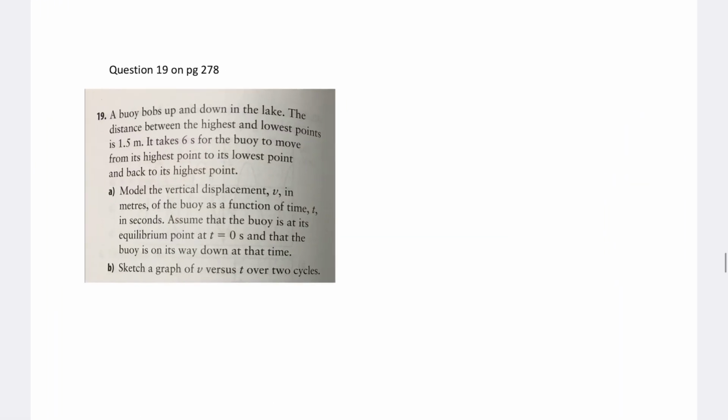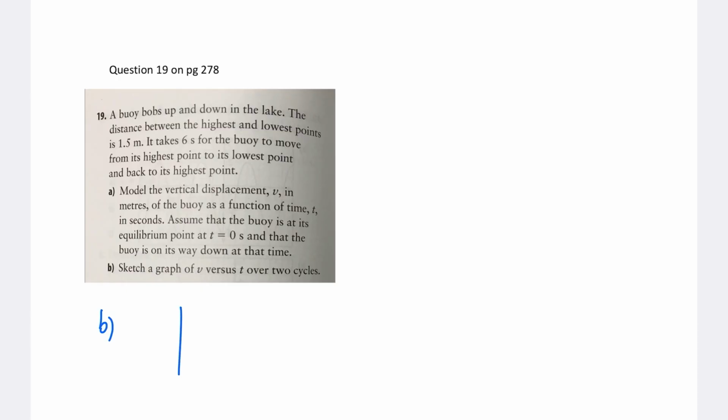Last little question here. If a buoy bobs up and down in the lake, the distance between the highest and lowest point is 1.5 meters, and it takes 6 seconds for the buoy to move from its highest point to its lowest point and back to its highest point. It says A, model the vertical displacement V in meters of the buoy as a function of time, T in seconds. Assume that the buoy is at its equilibrium point, T equals 0 seconds, and that the buoy is on its way down at that time. And then it says B, sketch a graph.